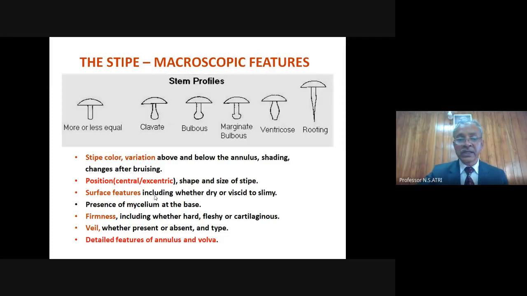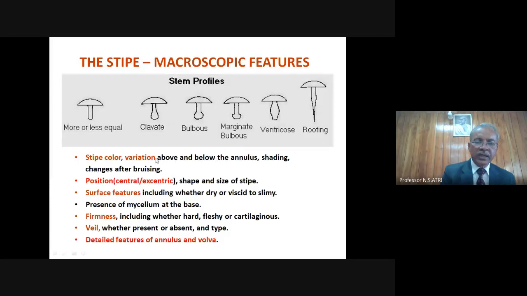You have to be very critical while examining, and they have to be noted in the field itself. So you have to sit with a mushroom for about 15-20 minutes with a single specimen. Only then can you get some worthwhile data which can be of utility. The macroscopic features of the stipe are also quite important and variable, and they offer varied characters, type, color, variation.